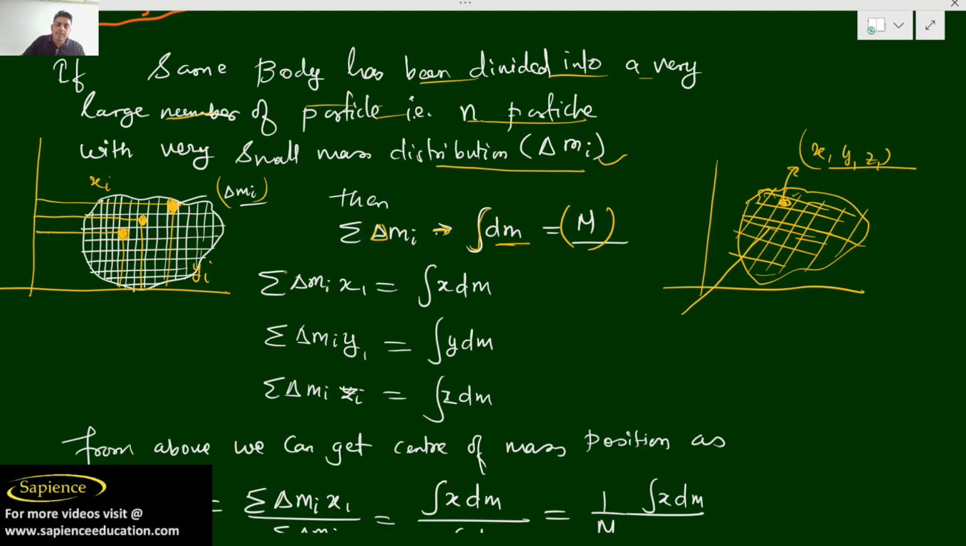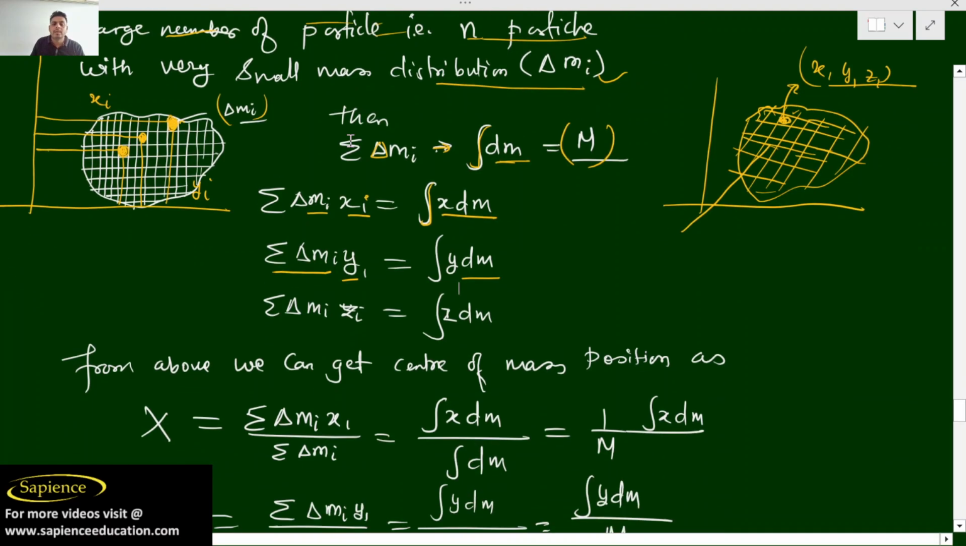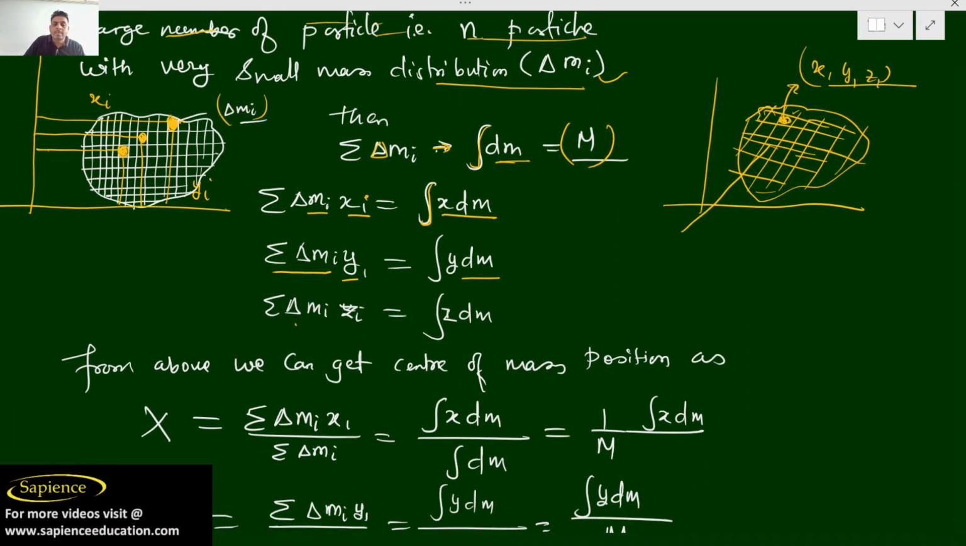Now if I am taking the summation of del m_i into x_i, can we write here the integration of x dm? Definitely, because x has been multiplied. Similarly, can we write del m_i into y_i is equal to the integration of y dm, because y has been included. Similarly, the summation of m_i z_i can be written as the integration of z dm. So we have got these three equations.